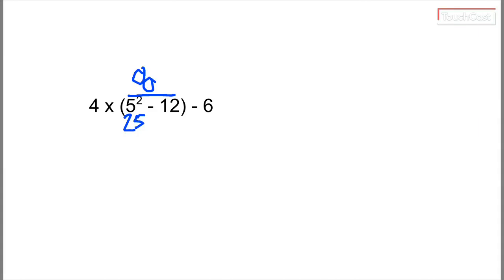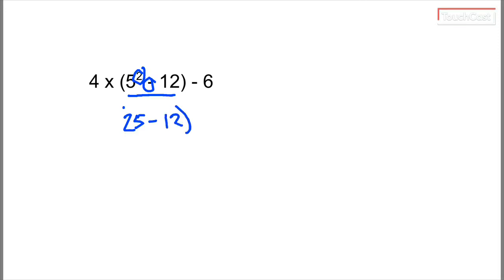Okay, and we are going to fix that. We are going to rewrite everything else, including the grouping symbols, which in this case are parentheses because we haven't done every operation inside the parentheses yet. So now we have 25 minus 12, which gives us 13, and we're rewriting everything else. Notice how I can drop the parentheses now because I've taken care of all of the operations within the parentheses.